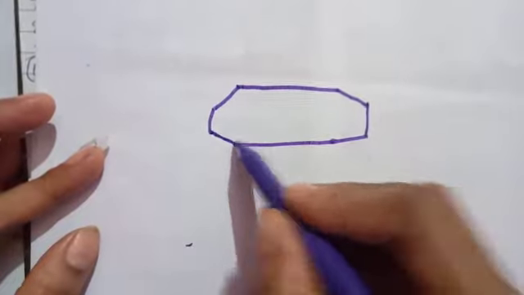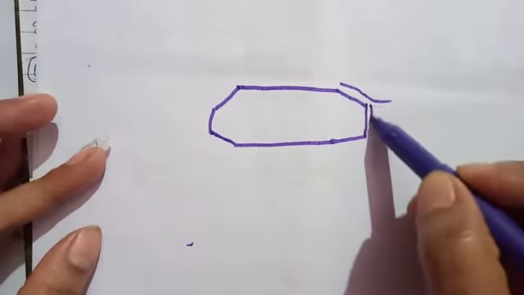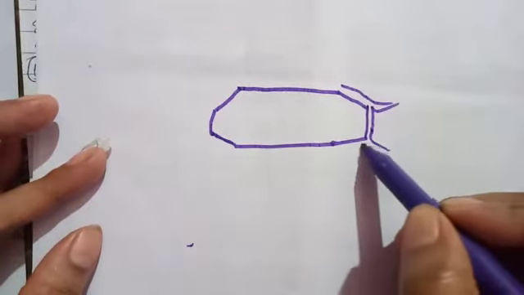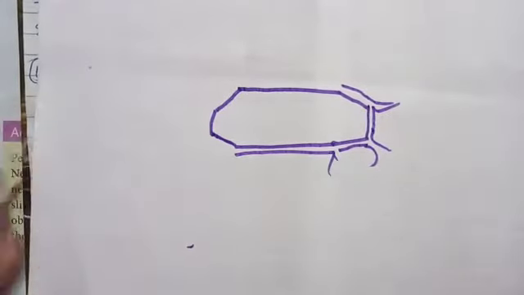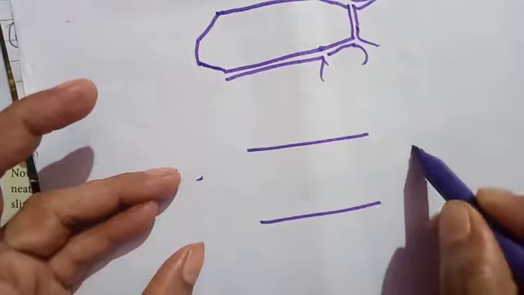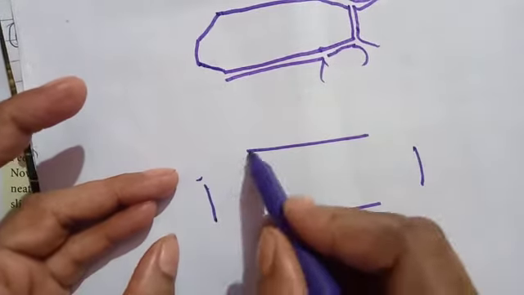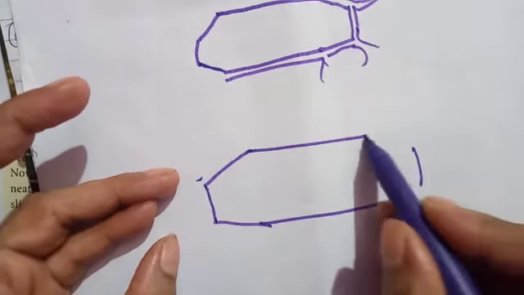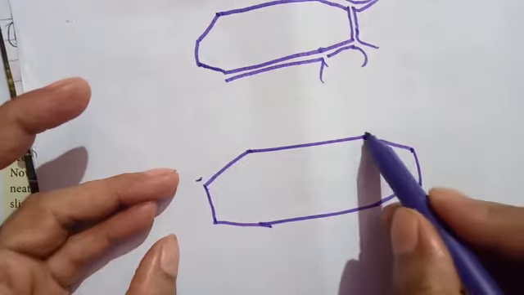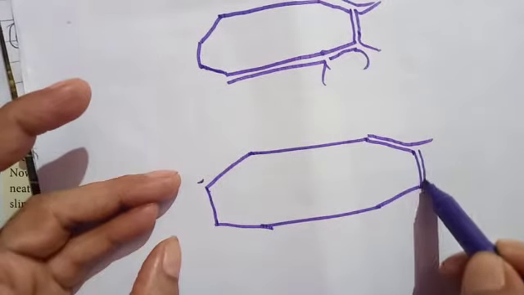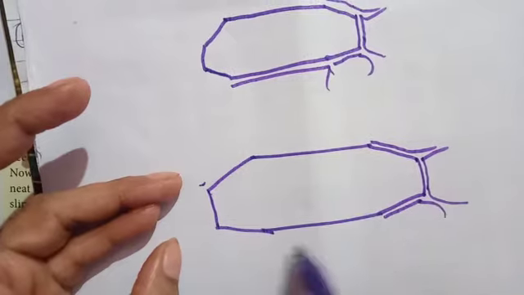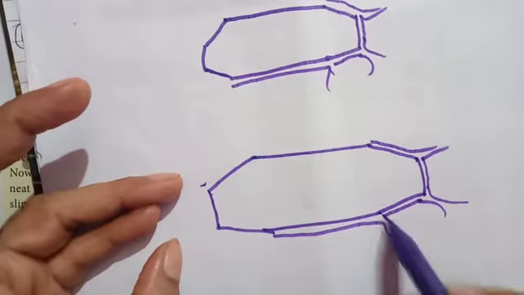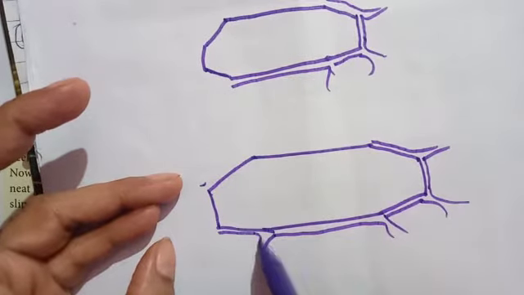Such a diagram. No, a little bit of a mistake. One more diagram. Look at. You will draw like this. One more membrane, because this is the plant cell. Plant cell has a cell wall, isn't it? This is the structure.